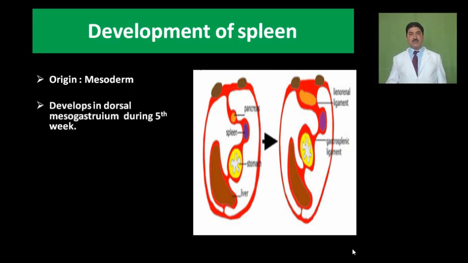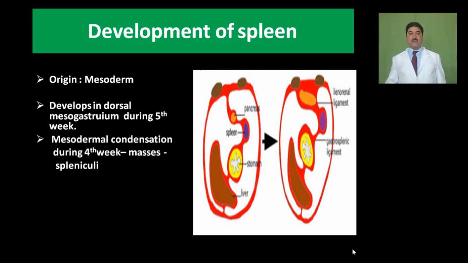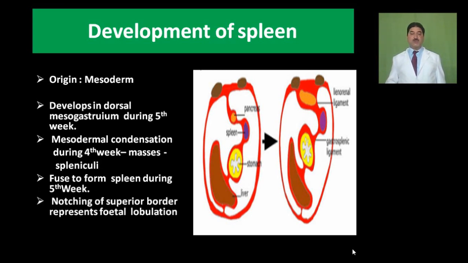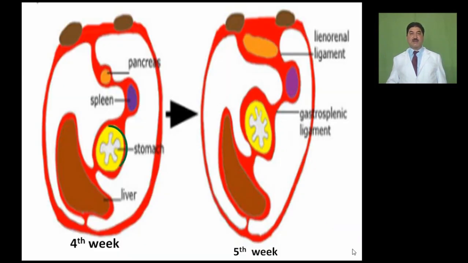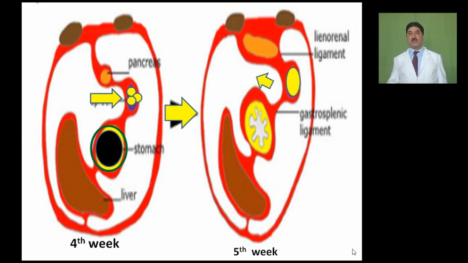It is mesodermal in origin, and develops in the dorsal mesogastrium during the 5th week of intrauterine life. During the 5th week of development, there occur mesodermal condensations in the dorsal mesogastrium. In its left layer, these condensations fuse to form the spleen. Notching of the superior border of the spleen represents fetal lobulation. As shown in this diagram, the stomach and posterior to the stomach lies the dorsal mesogastrium. In the left layer of the dorsal mesogastrium during the 4th week of intrauterine life, mesodermal condensations appear. These condensations fuse together to form the adult spleen.